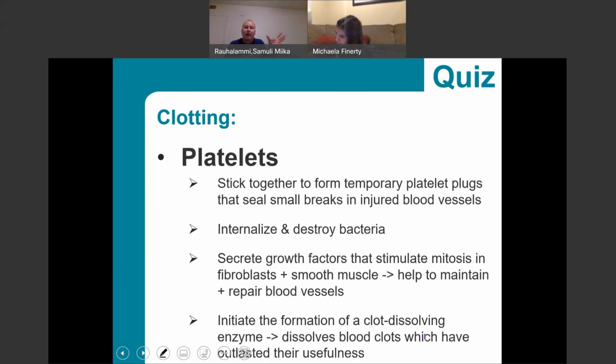This dissolves blood clots that have lasted beyond their need. So these blood clots still exist even though they're no longer needed, and platelets secrete enzymes to break those apart as well. Just being able to spot that those are all true statements about platelets would come in super handy.